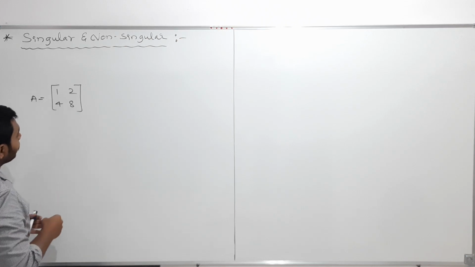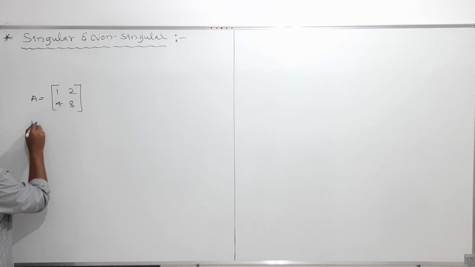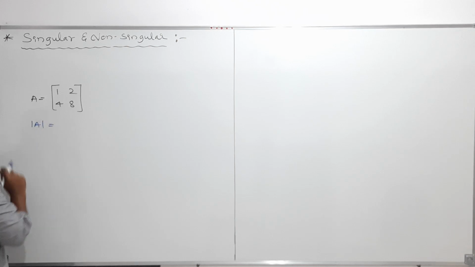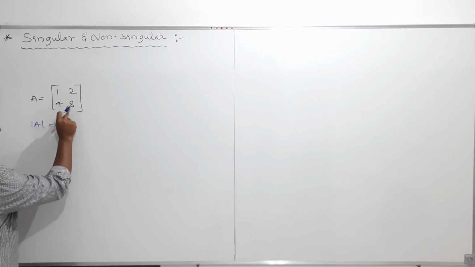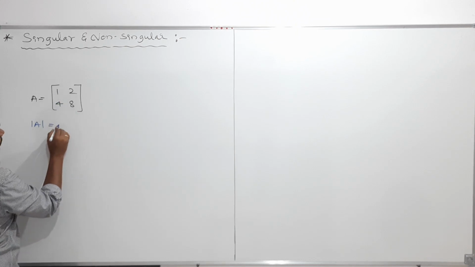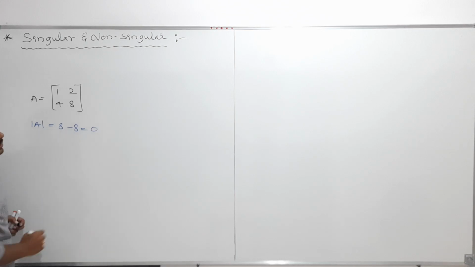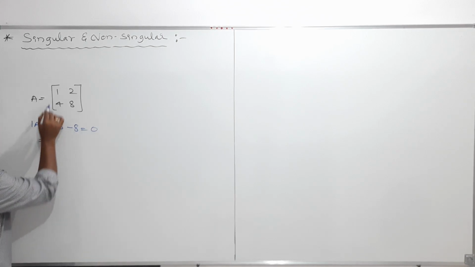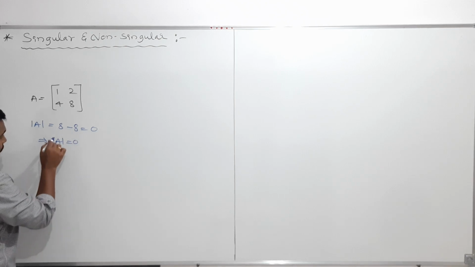Here what I will do, I will find out the determinant of this. The determinant of A, the symbol will denote like this. Clear? So how to find the determinant? The determinant of the order 2 cross 2 can be found by multiplying this element into this element, so 8 1s are 8, minus this element into this element, 4 2s are 8. So this is equal to 0. This implies the determinant of this matrix is equal to 0.